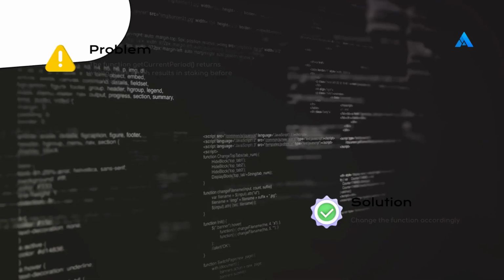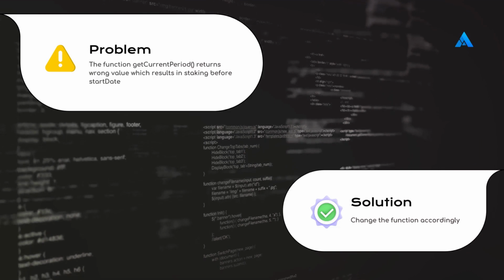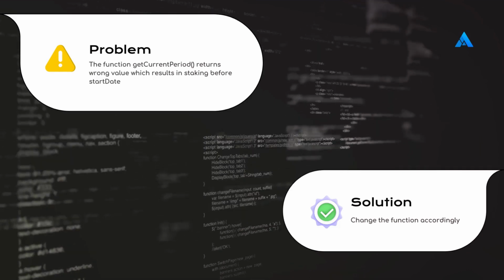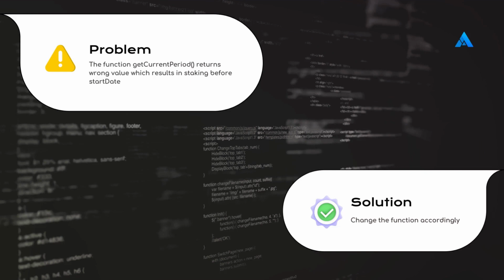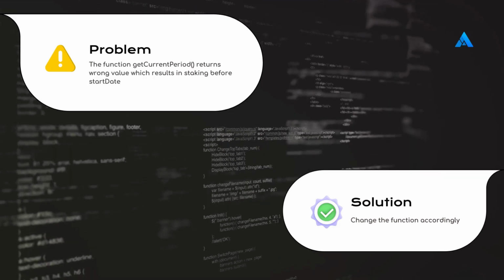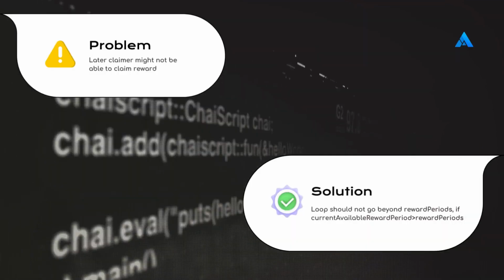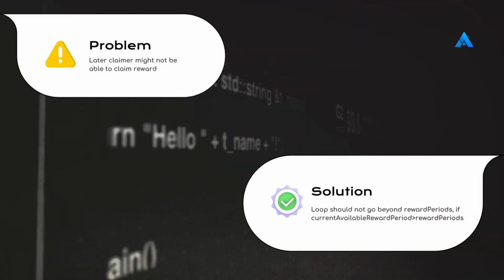The function getCurrentPeriod returns wrong value, which results in staking before start date. If block.timestamp is less than the start date, then the function returns 0, while it also returns 0 if block.timestamp is greater than the start date plus the period length. Later claimer might not be able to claim reward. User will not be able to claim reward.